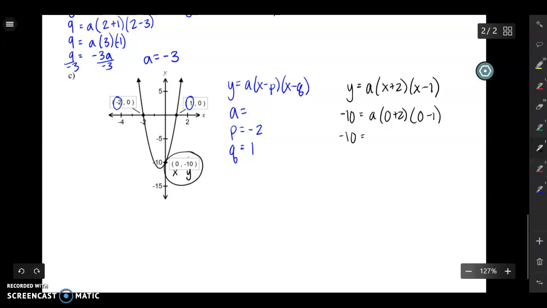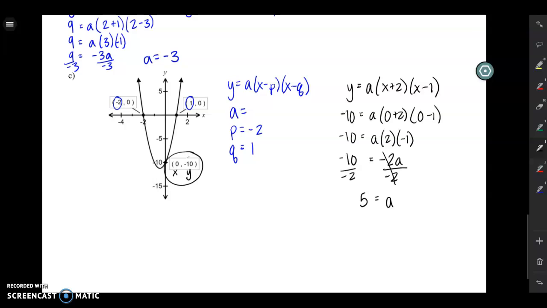And now I'm just going to simplify. Remember, you want to follow order of operations here. Simplify what's inside the parentheses first, and then start multiplying together. So a times 2 times negative 1 will be negative 2a. Then I'll divide both sides by negative 2 because I really want to get that a by itself. Negative 10 divided by negative 2 is 5. So my a value is 5.